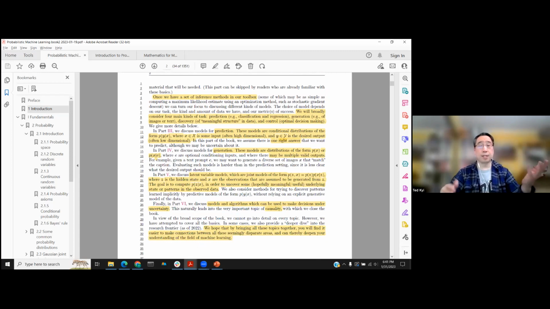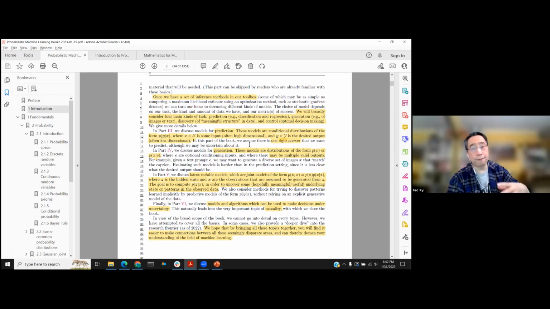Part 3 is models for prediction. These models are conditional distributions of the form probability of y given x, where x, a member of big curly X, is some input, often high dimensional, and y, a member of big curly Y, is the desired output, often low dimensional. Okay, so in this part of the book, we're focused on the idea that there is one right answer that we want to predict. We may have uncertainty about it, but there's one right answer.